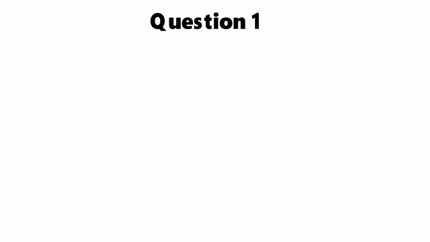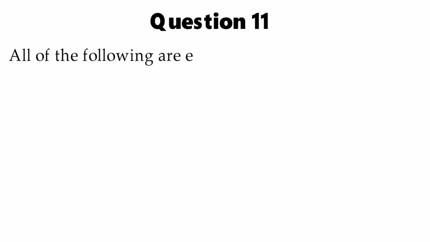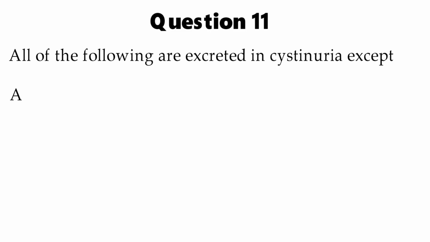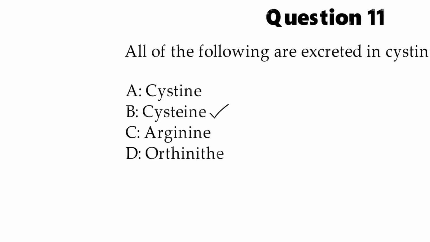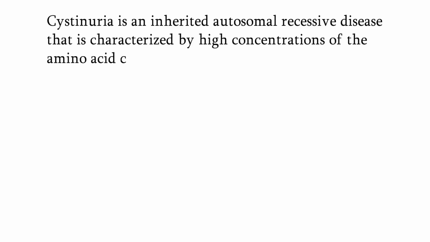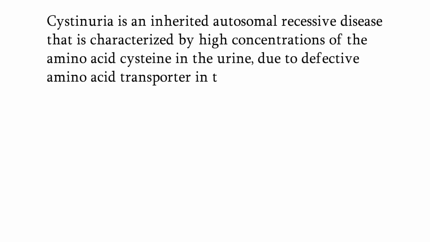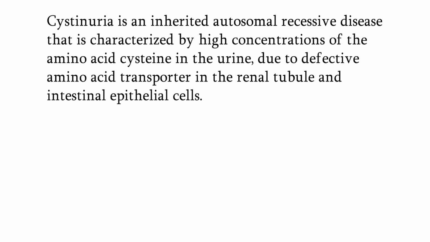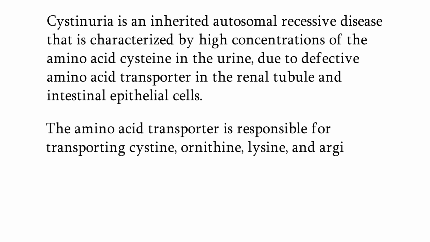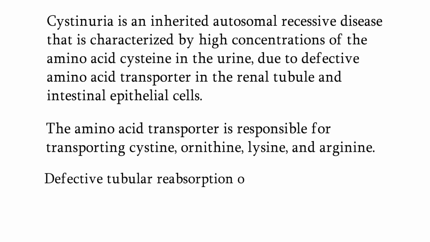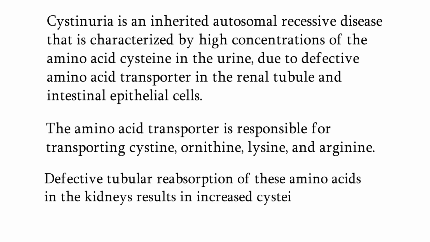Now the 11th question is, all of the following are excreted in cystinuria except, and options are A. cysteine, B. cysteine, C. arginine, D. ornithine. Here the correct answer is B. Cysteine. Cystinuria is an inherited autosomal recessive disease that is characterized by high concentrations of the amino acid cysteine in the urine due to defective amino acid transporter in the renal tubule and intestinal epithelial cells. The amino acid transporter is responsible for transporting cysteine, ornithine, lysine, and arginine. Defective tubular reabsorption of these amino acids in the kidneys result in increased cysteine in the urine, which can precipitate and cause kidney stones.